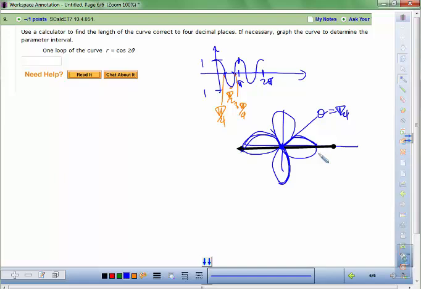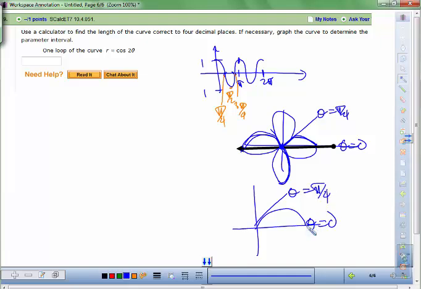0 to pi over 4 would get you half of 1 loop, and then you double that and you get the whole loop. So that's probably the easiest. It's positive. We're taking advantage of symmetry, so that's probably the easiest to go. So theta is equal to 0 to pi over 4. And then we'll look for this arc length and then just double that to get the whole loop.